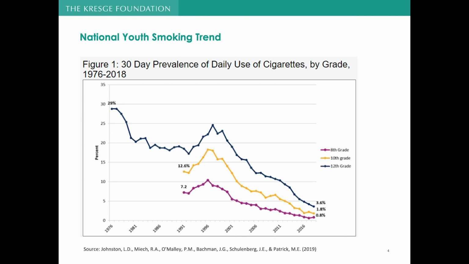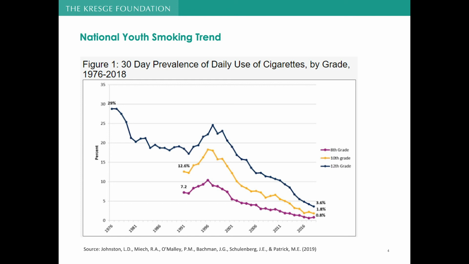The example that I wanted to give was related to the work that the health department's done around tobacco control regulations. In this slide, we see what I think is one of the biggest public health success stories of our time, which is this downward trend in terms of youth smoking. Just looking at what it was in 1976, at 29% of 12th graders reporting daily use of cigarettes, to about 3.6% in 2016.